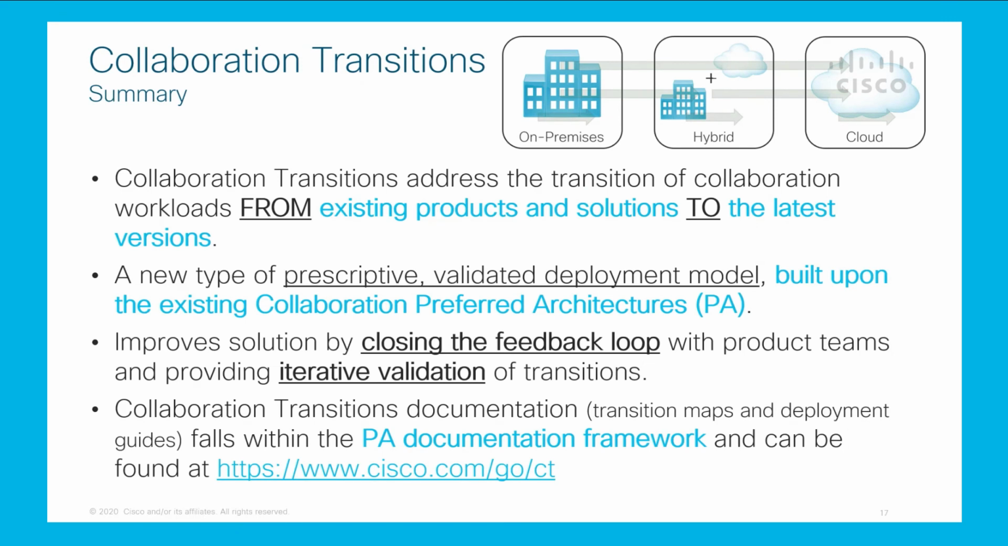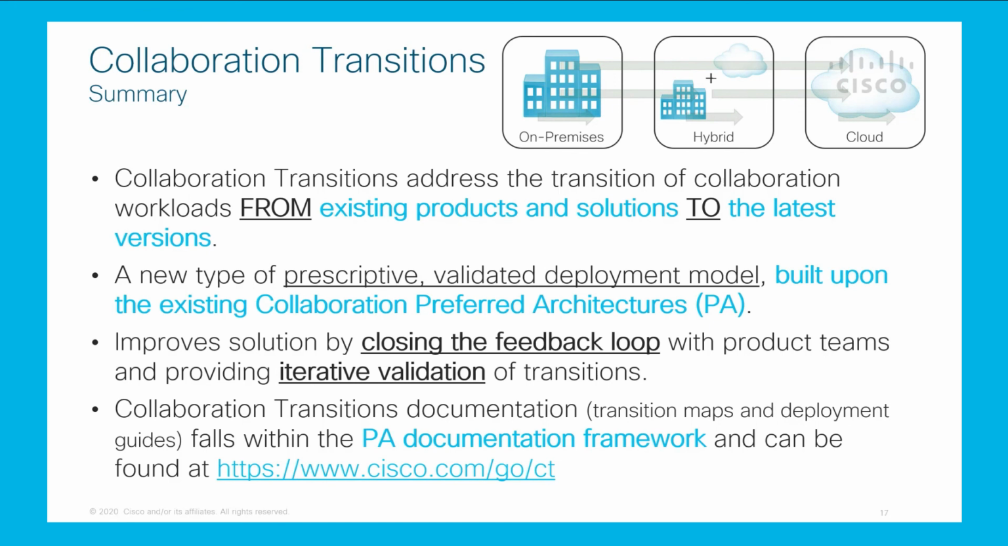All right, we've covered a lot of information in this session, so I'd like to quickly review the highlights. First, we learned the Collaboration Transitions program is meant to address the transition of collaboration workloads from existing products and solutions to the latest available versions. Next, as I explained, Collaboration Transitions is a new type of prescriptive, validated deployment model built upon the collaboration preferred architectures. The program helps to improve solutions by closing the feedback loop with our product teams through iterative validation of each transition.